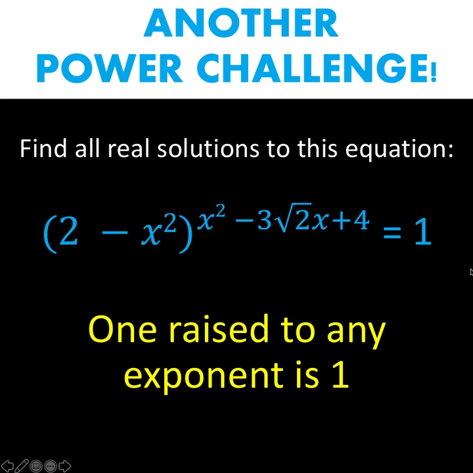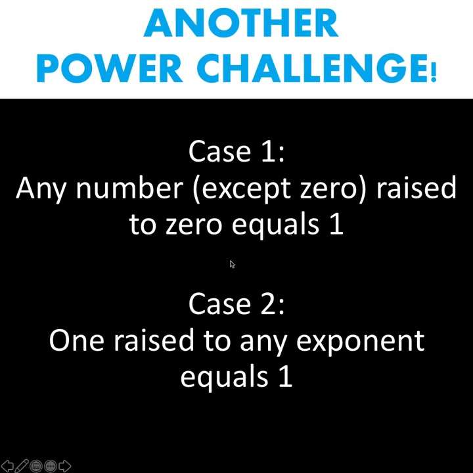Also, let's take note that 1 raised to any exponent is equal to 1. For example, 1 raised to 10 is 1. If I have 1 raised to 256, no matter how many times you multiply 1 by itself, you will still get the same answer, 1. So you can make the exponent any big or small number, and 1 raised to any exponent is still 1. Therefore, we can use these two cases in order to solve our math challenge.